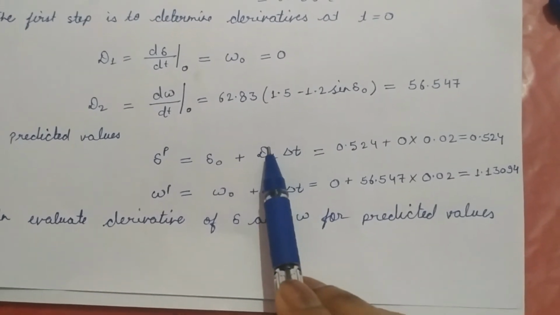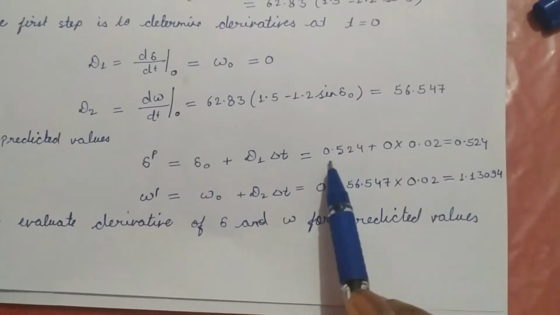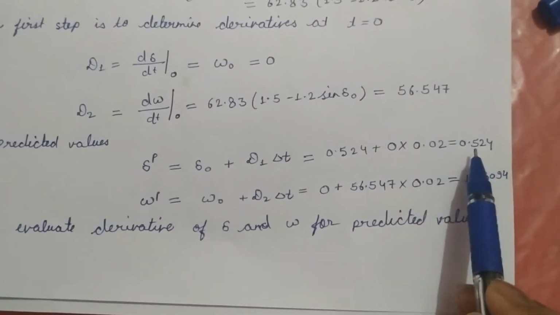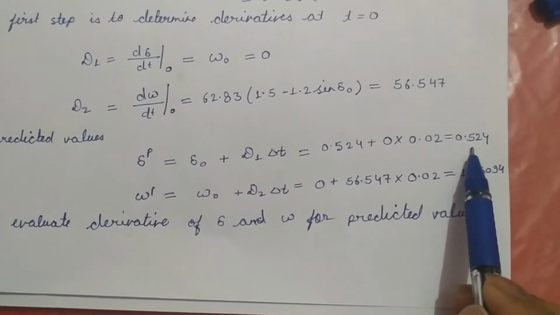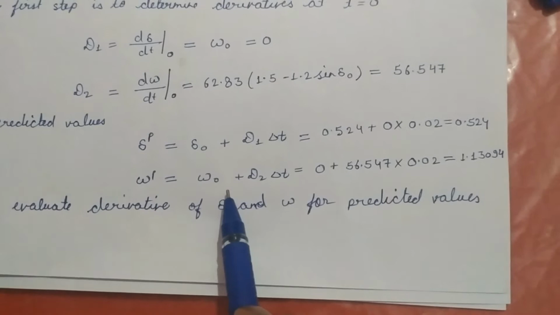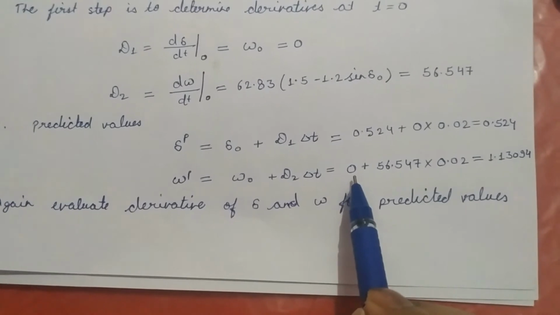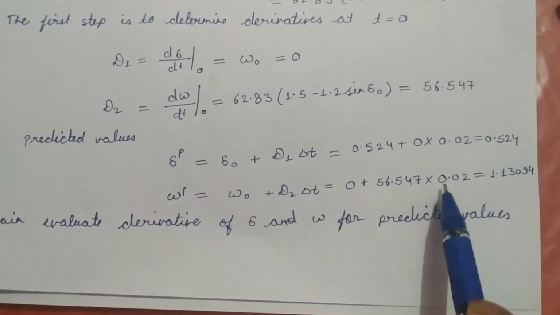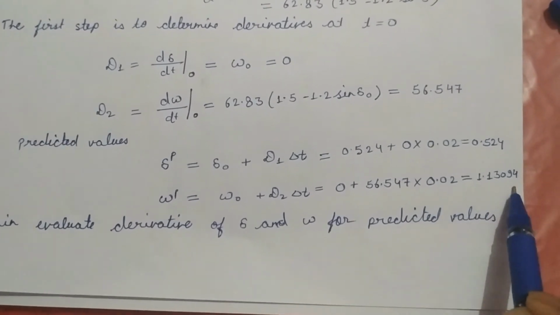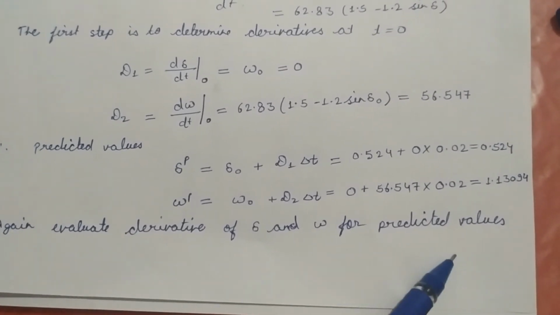Therefore the predicted values would be del p is equal to del naught plus d1 del t, and we have calculated d1, and del naught has also been given. So we have del p is equal to 0.524 plus 0 into 0.02. So the predicted value of delta would be equal to 0.524. Similarly, we can calculate the predicted value of angular velocity, that is omega p is equal to omega naught plus d2 del t, which is equal to 0 plus 56.547 into 0.02, which if we calculate, will be equal to 1.13094.